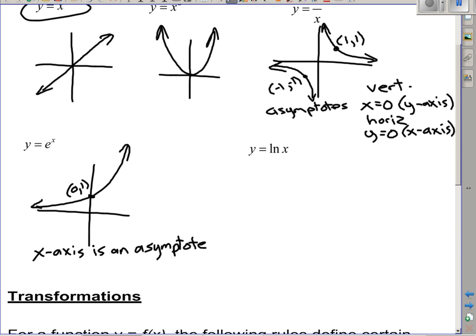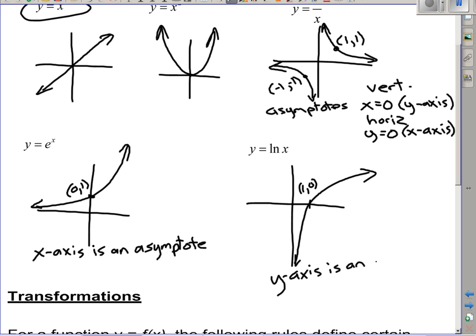Okay, y equals ln x is just the inverse of the exponential graph. It passes through the point 1, 0. And on this one, the y-axis is an asymptote. And that's because you can't take the log of 0 or a negative number. So this only exists for positive values for x.